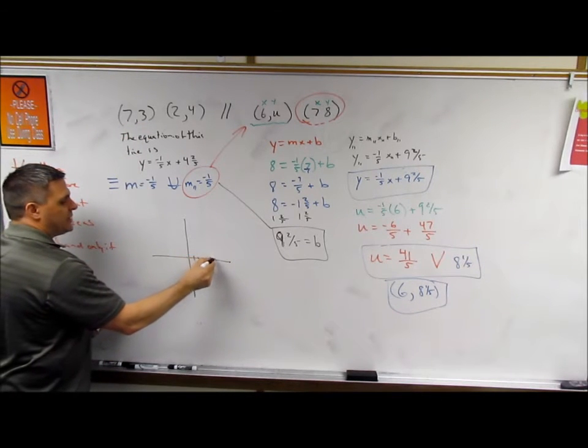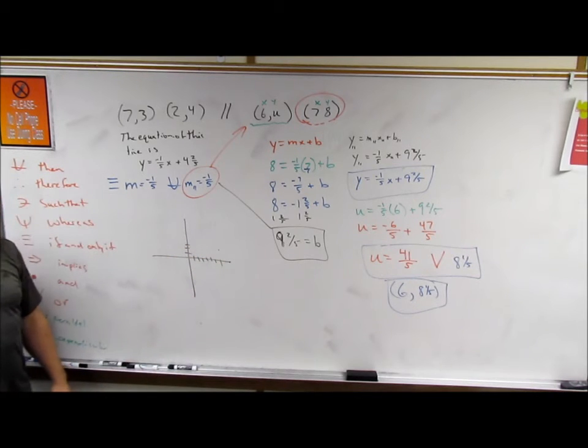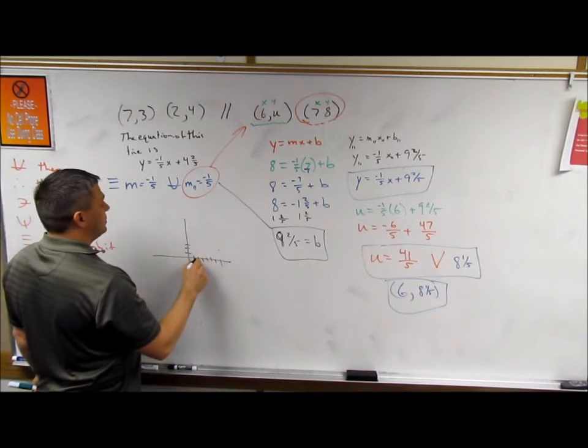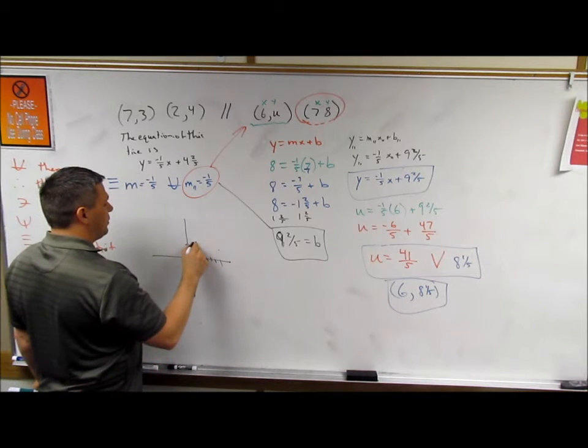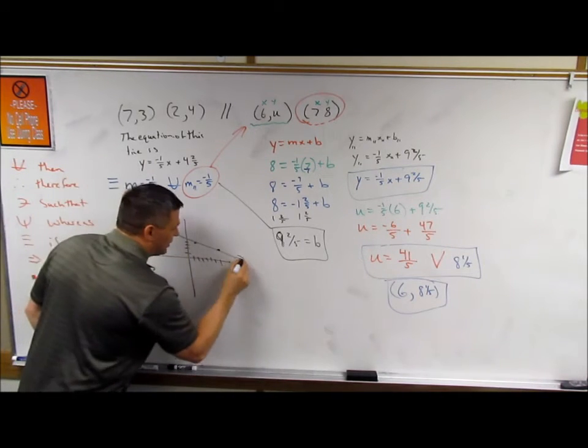1, 2, 3, 4, 5, 6, 7. 1, 2, 3. 7, 3. I've got 2, 4. 1, 2. 1, 2, 3, 4. Alright? I got 2 points. I got a line.